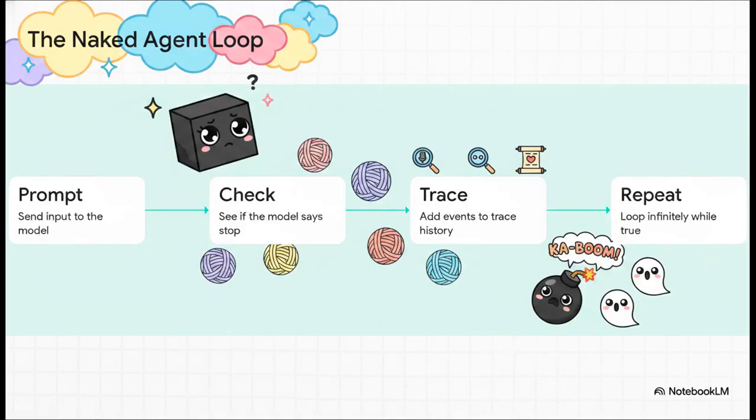Before we build our own, let's look at what an unharnessed, totally naked agent loop looks like. It's actually incredibly basic. Step 1, prompt the model. Step 2, check if the model says it's done. Step 3, add whatever it just did to a trace history. Step 4, repeat while true. Now, as you can probably guess, just repeating this indefinitely with a creative black box model is pretty much a recipe for an expensive disaster if that model gets confused.